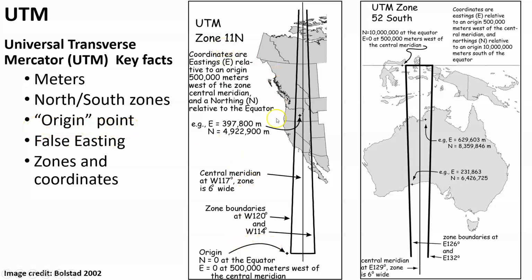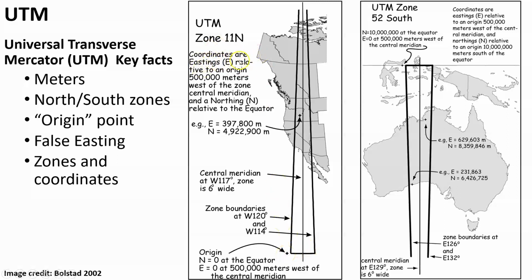The origin for the northern zones is usually 0 degrees at the equator, so 0 degrees north. And the easting is 0 degrees at 500,000 meters west of the original central meridian, right? So each band has a central meridian, and the origin point is at 500,000 meters west of the central meridian as well.